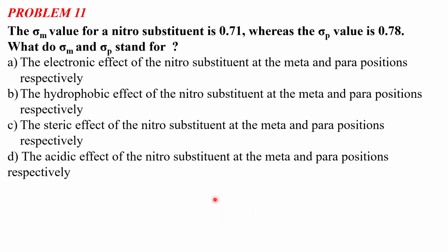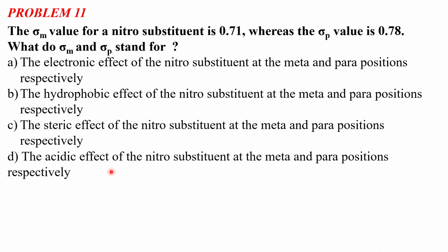Now I will go to the next problem. Problem number 11 says the sigma m value of the nitro substituent is 0.71, whereas the sigma p value is 0.78. What does the sigma p and sigma m stand for? Number A, electronic effect of the nitro substituent at the meta and para position respectively. Number B, the hydrophobic effect of nitro substitution at meta and para position respectively. Number C, the steric effect of nitro substituent at meta and para position respectively. Number D, the acidic effect of the nitro substituent at the meta and para position respectively.